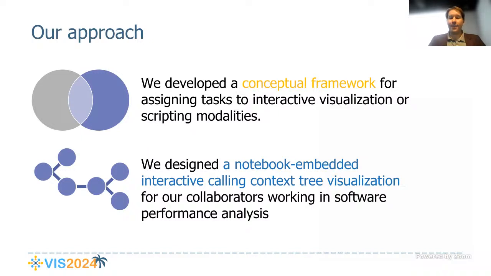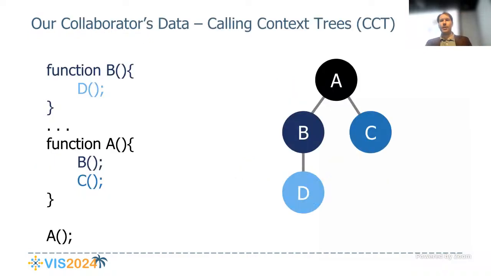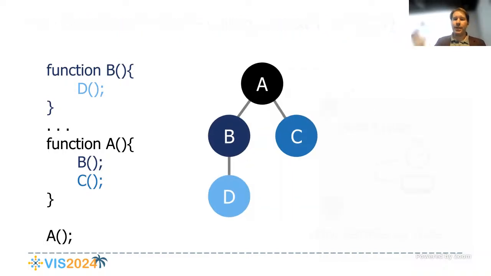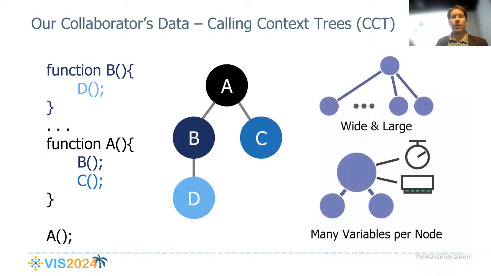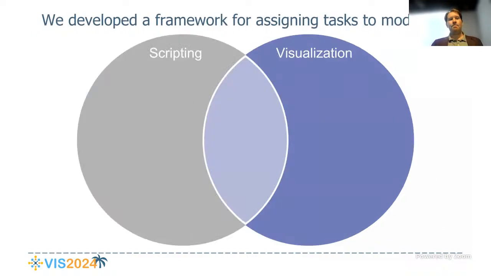Now, before I dive into these approaches here, I do just want to explain our collaborators' data with a little bit more detail. They're working with a particular type of tree called a calling context tree, which has some interesting characteristics. They're very wide and large, and they have a lot of variables on the node, as you had seen there.